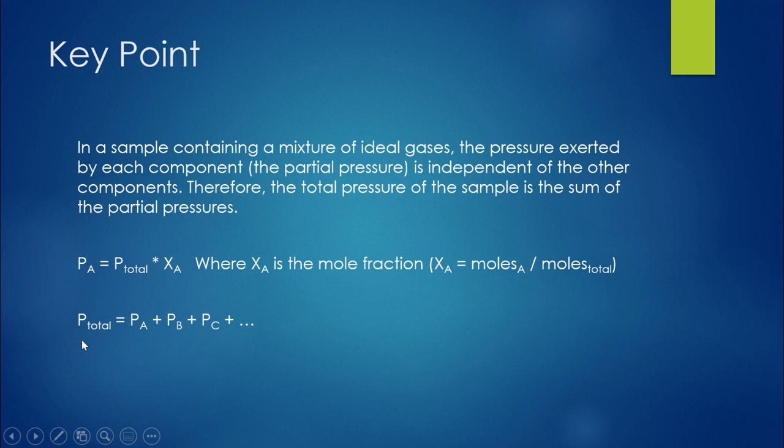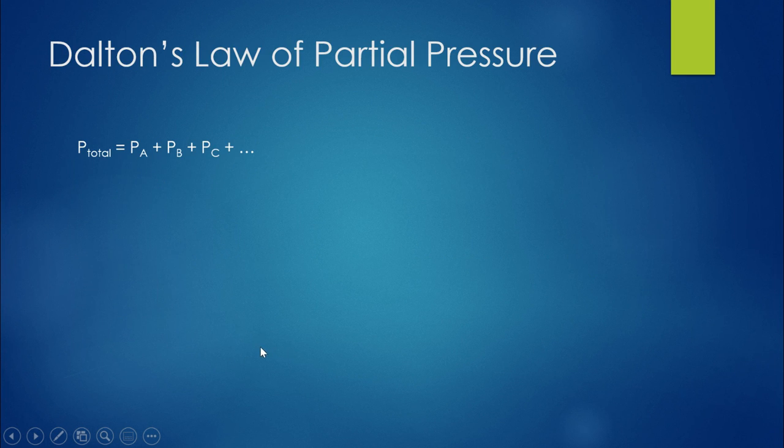And to find the total pressure, we're doing all of the partial pressures added together, depending on how many gases we have. So this could be 10 different gases. This could just be 2 different gases. So we call this Dalton's law of partial pressure.